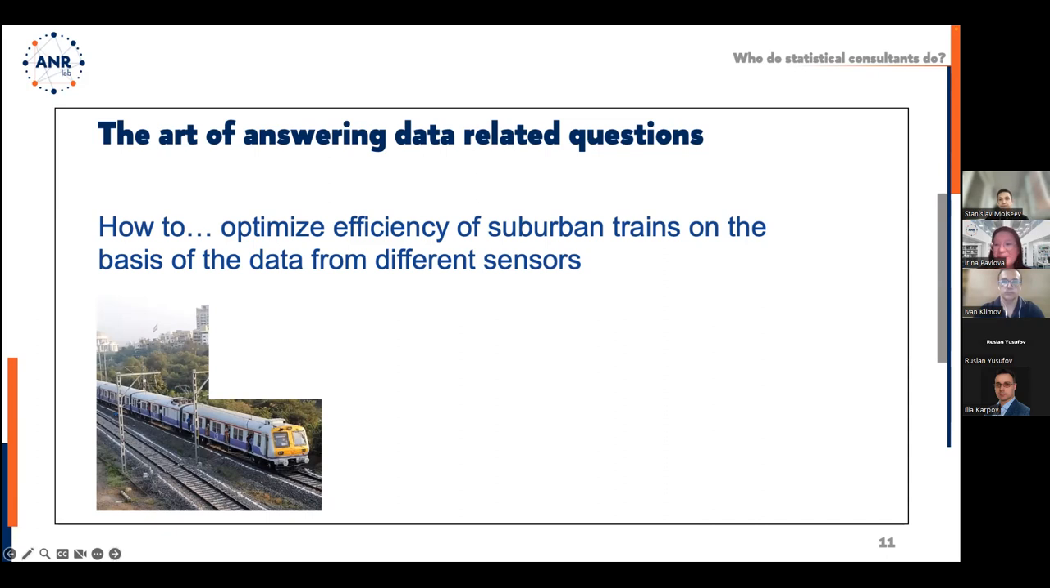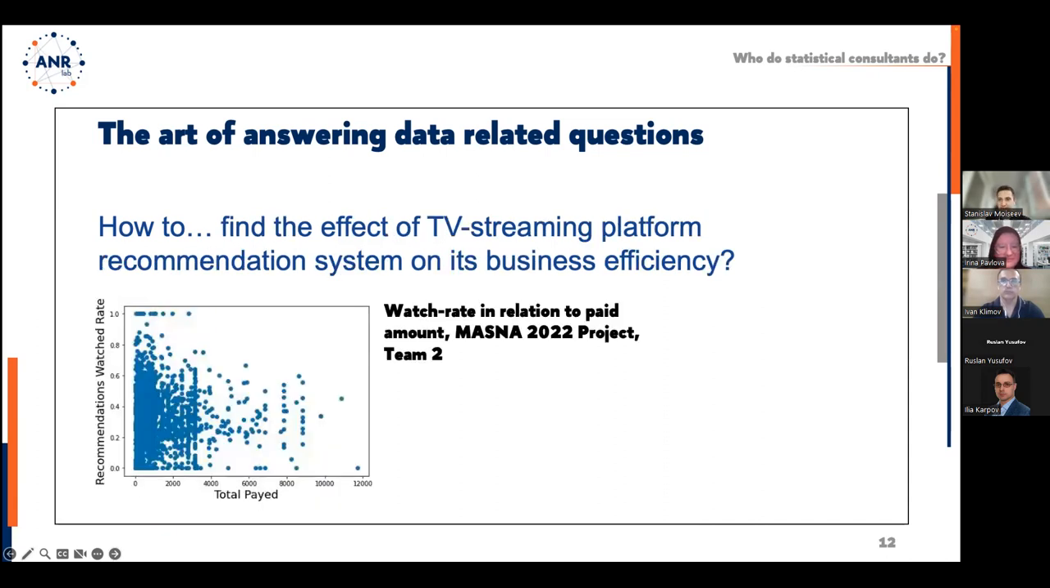Yeah, and let's have another example. It is also very practical, but I put it here because it is a real example from our course devoted to statistical consulting. Last year, our students worked with data from a Russian TV streaming platform. Our students were trying to answer the question of how to find the effect which the recommendation system of this TV streaming platform has on its business efficiency. The task was basically to understand whether, for example, good recommendations affect the lifetime value of clients or not.